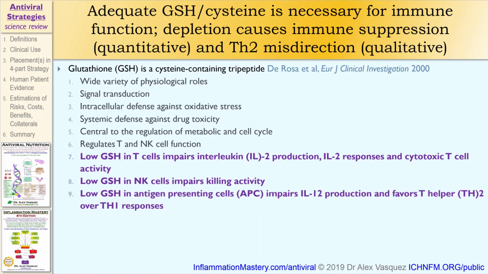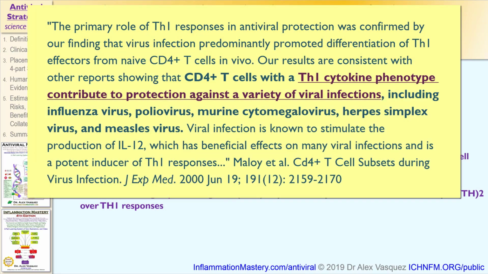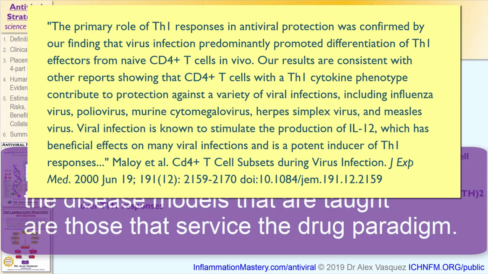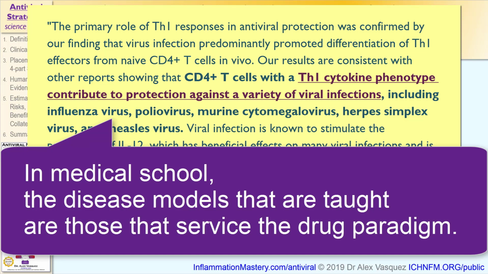Low glutathione in antigen-presenting cells impairs interleukin-12 production and favors a Th2 response over a Th1 response, and it's the Th1 response, not the Th2 response, that is important for antiviral immunity. Everyone is taught that the Th2 effect is more important, and that's because that's the model that's used to sell vaccines. But the reality is that the Th1 response is at least, if not more important, than the Th2 response.